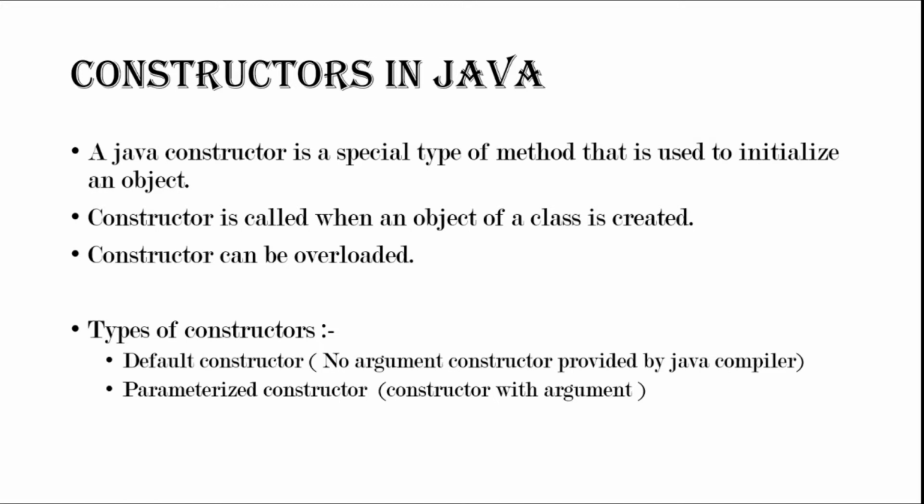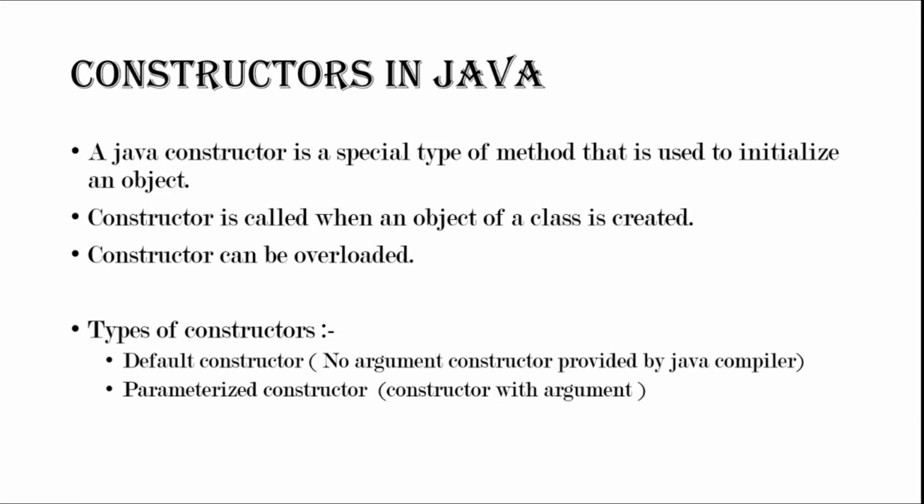Hello everyone, in this video we are going to learn constructors in Java. A Java constructor is a special type of method that is used to initialize an object. A constructor is called when an object of a class is created. Constructors can be overloaded, which means we can create more than one constructor in a class.